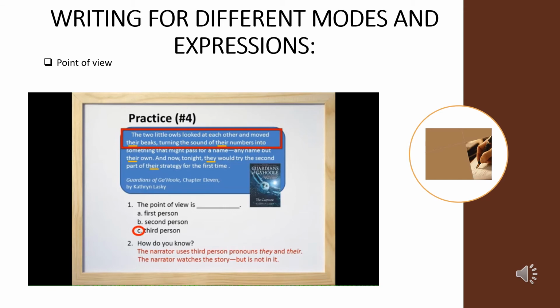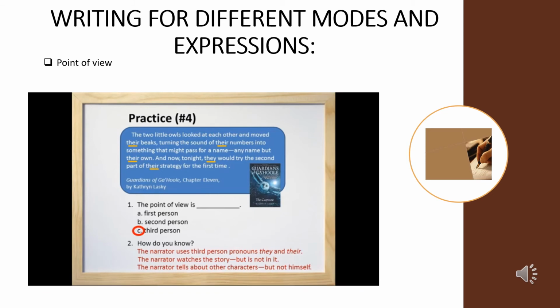Here, the narrator is watching the owls and telling the reader what the owls are doing. But the narrator isn't talking to the owls or interacting with the owls. The narrator isn't in the action of the story. He's just telling us the action of the story. Finally, the narrator tells about other characters, but not about himself.